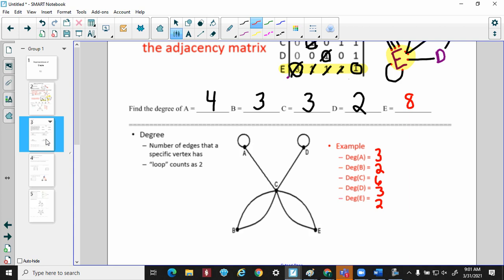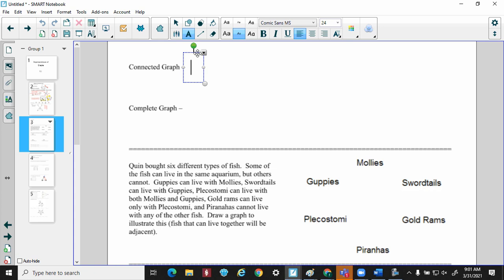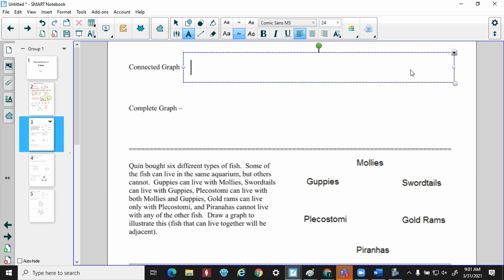That's it. Now, a connected graph, now we're going to spend a couple minutes on this right here. A connected graph means each vertex is connected.